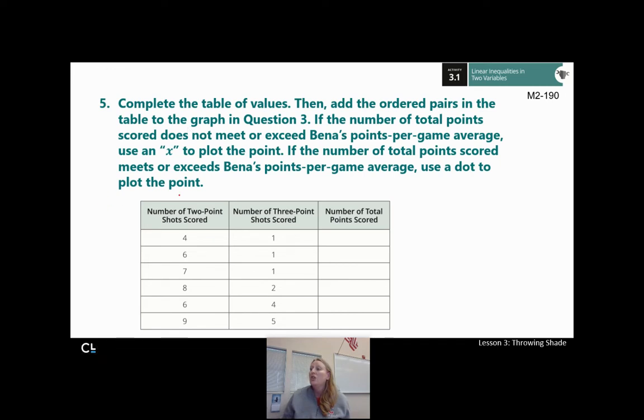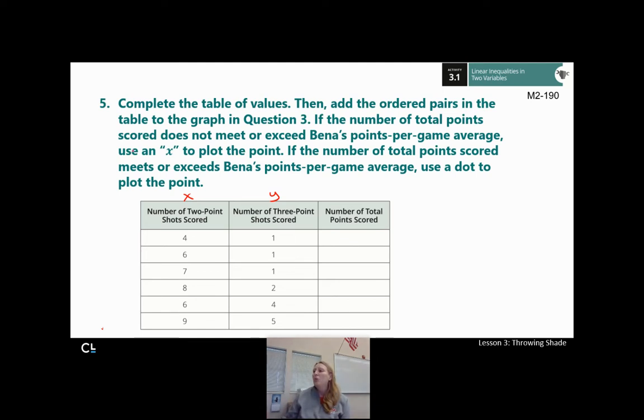So think of these as though these are your x coordinates and these are your y coordinates, all right? So once you've completed the table, plot each of these points, okay? Plot each point. And I want to point something out.